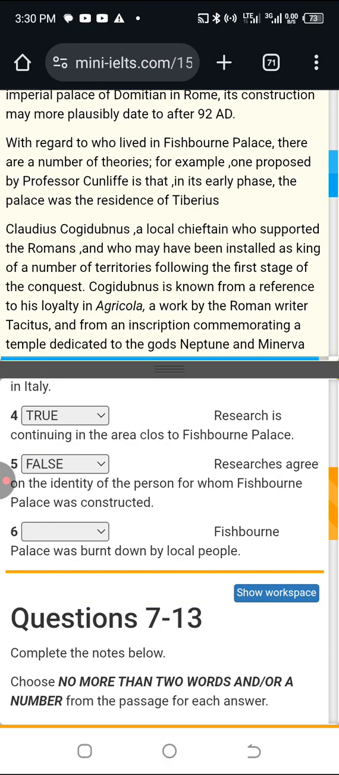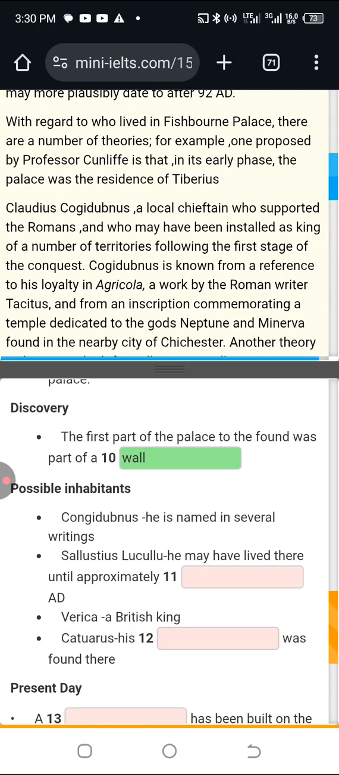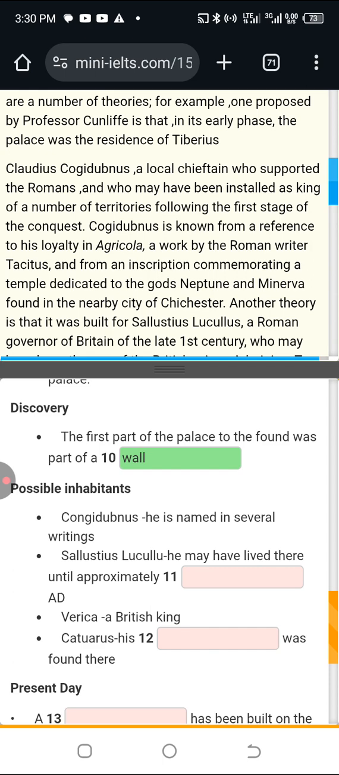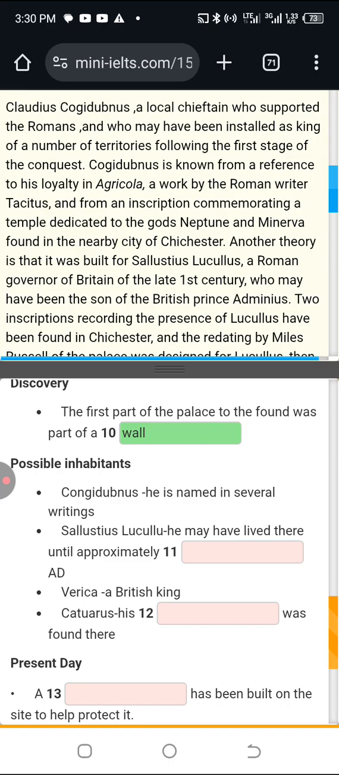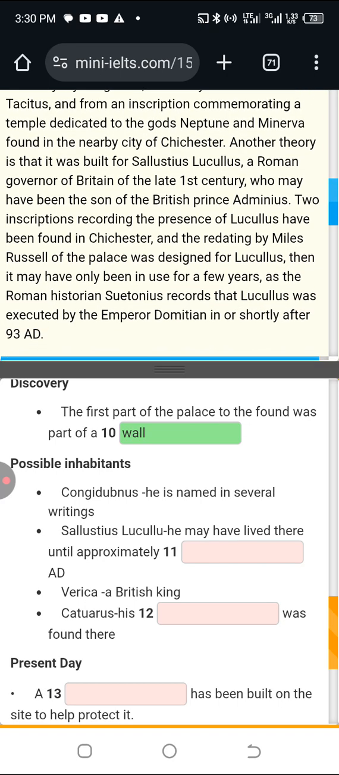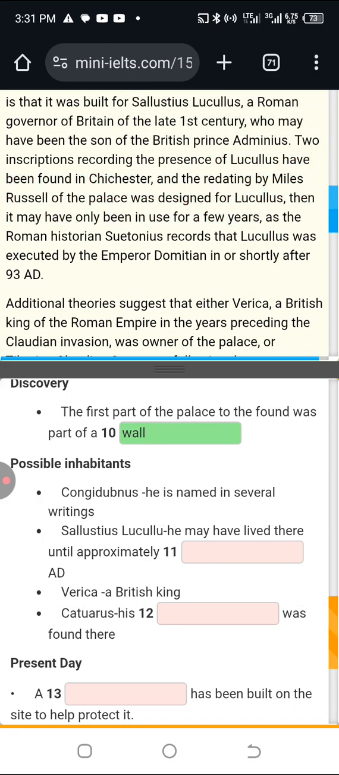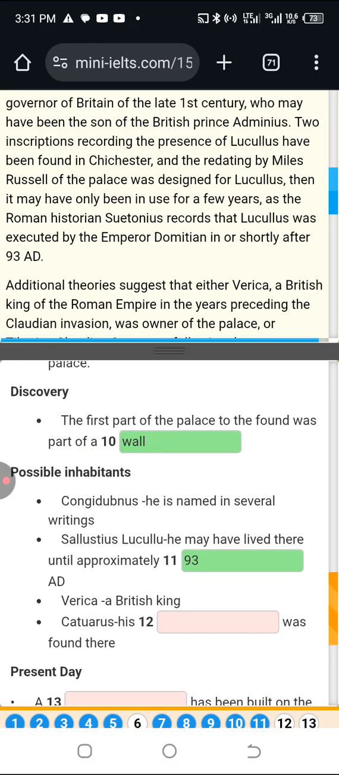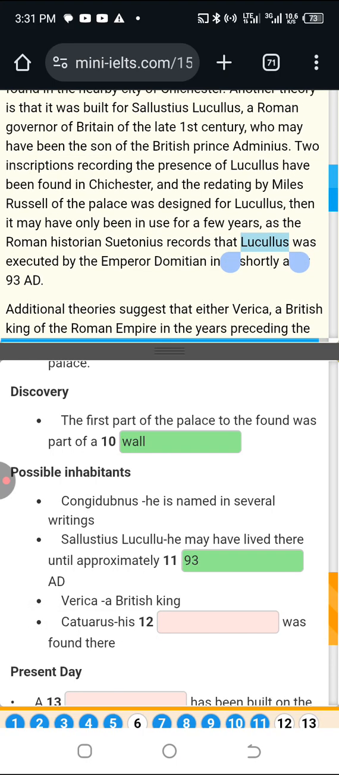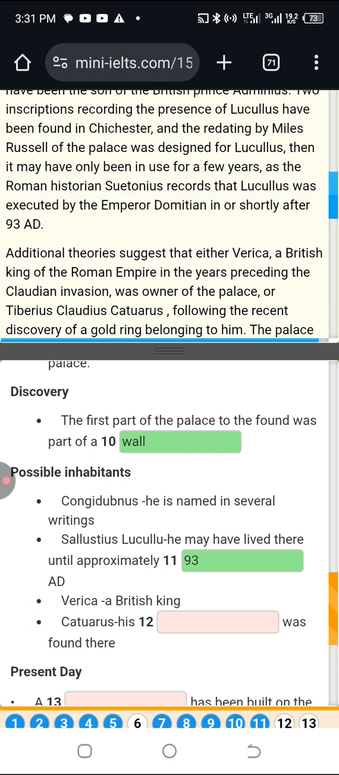Burnt down. Okay. So Kodibungos, that's the name in the gap filling. Kodibungos, can you see that? A local chieftain. Okay, so these are the possible people that lived there. Number 11 is connected to Lucullus. He may have lived there until approximately blank AD. AD is a keyword here. AD should be easy to locate. See Lucullus here. So if you go down, you can see AD here, 93 AD. So this one is going to be 93. I'm sure it's going to be 93 AD. Until approximately 93. So Lucullus, look at it. Lucullus was executed by Emperor Domitian in or shortly after 93 AD. So that makes number 11, 93.